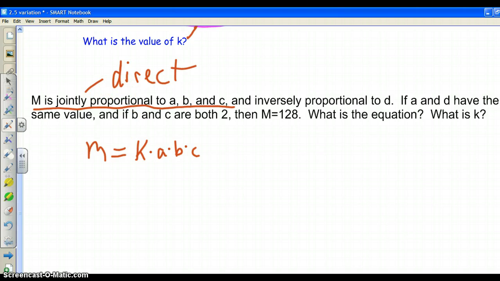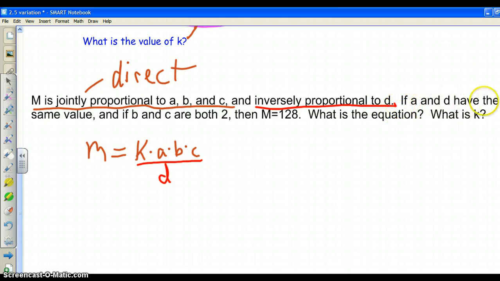Now it goes on to say something else here, and you have to be careful about this. It says it's inversely proportional to D. And so if you divide by D here, that's an inverse proportion when it's in the denominator. So now I've set up my equation.